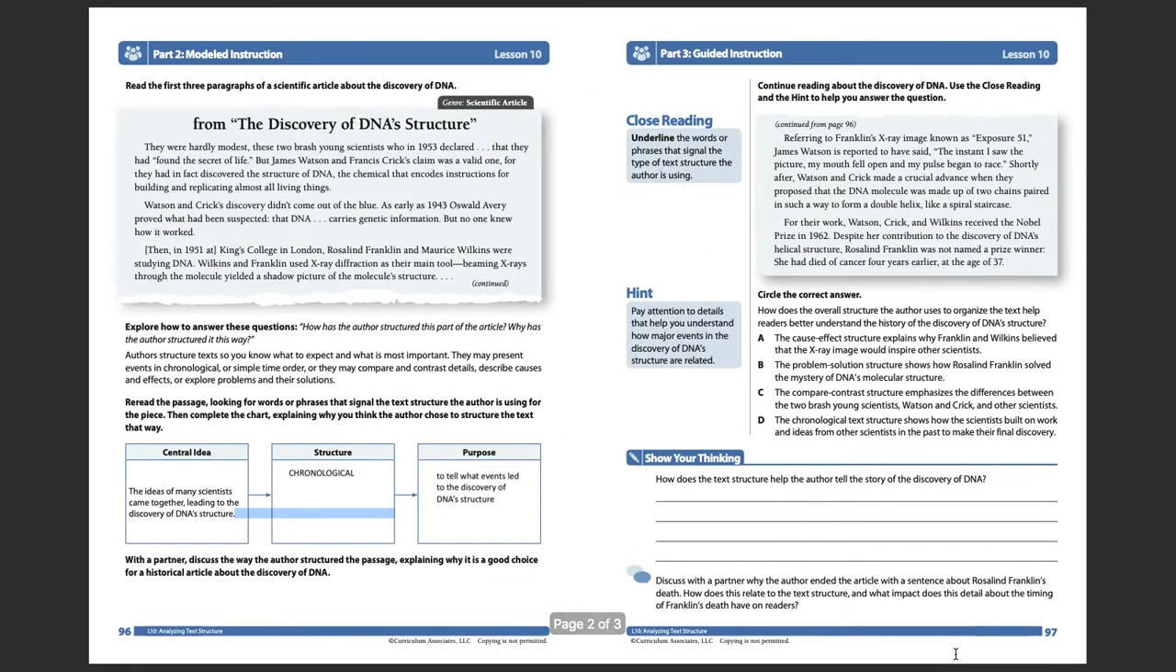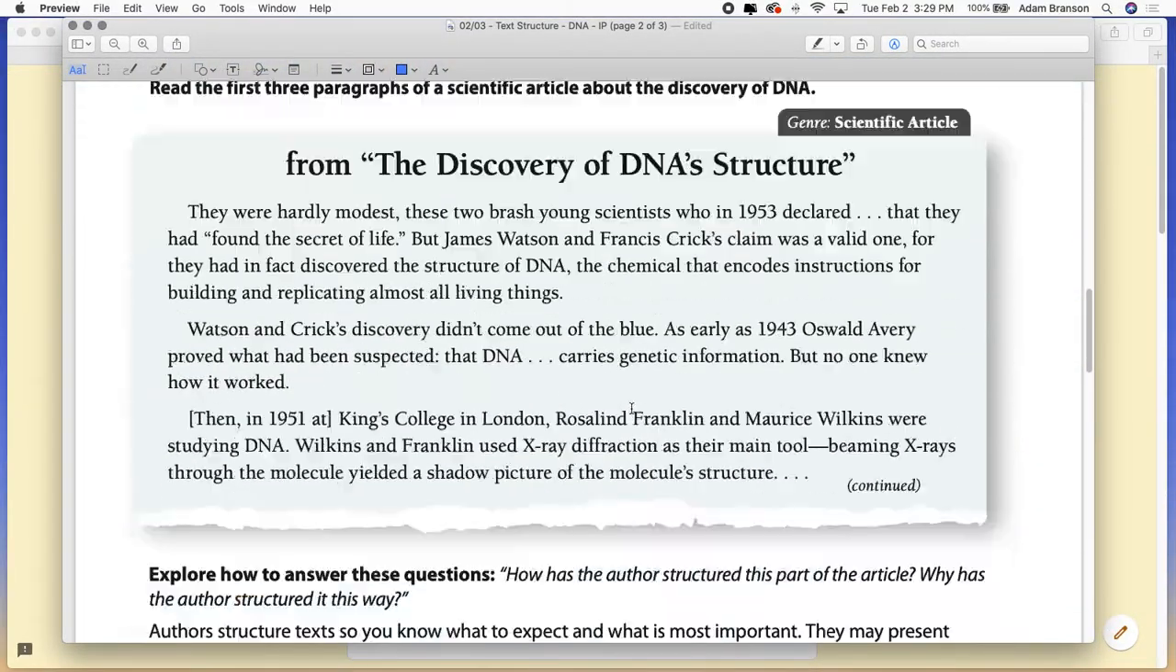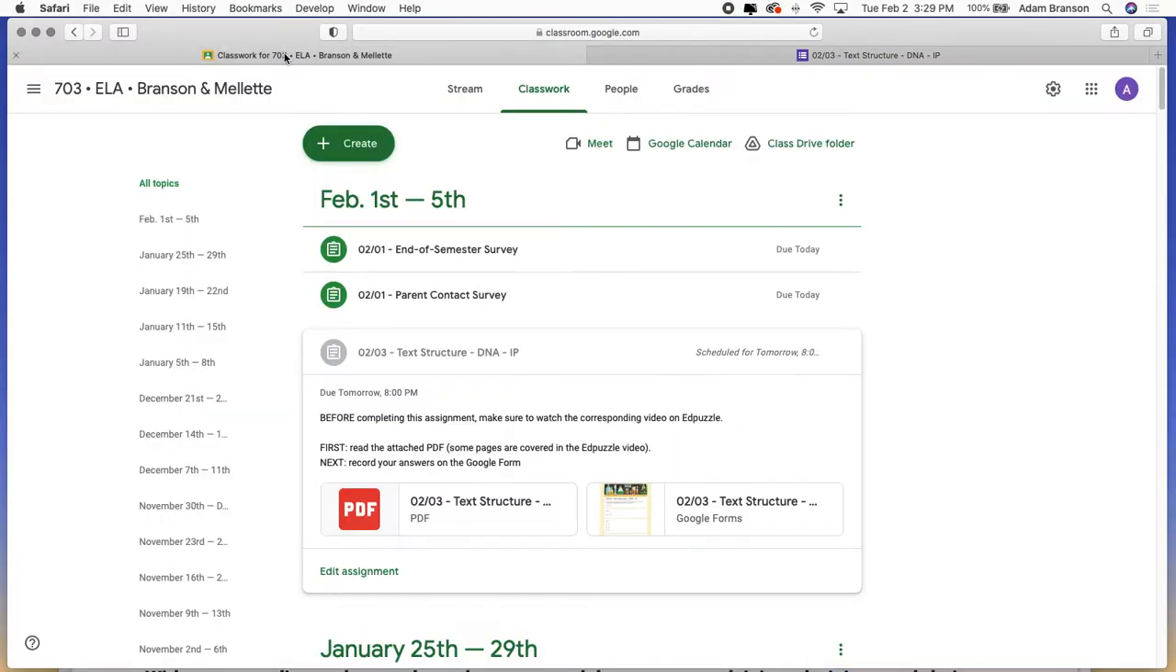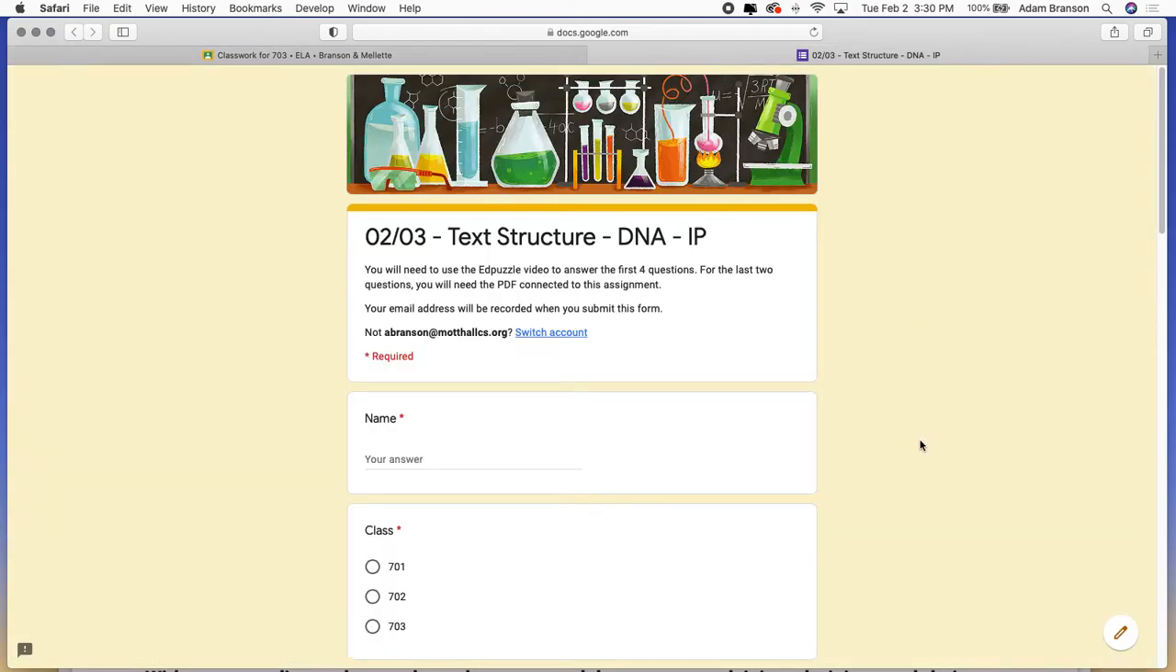So you're going to watch the Edpuzzle video, which you're already doing right now because we're making it. You're going to go to Google Classroom. I have a PDF of what we've just looked at, the book, so that you can actually read the text and read the different tips for close reading. And then you're going to click here to open up a Google form, and the Google form is how you're going to be graded on top of your grade for Edpuzzle.